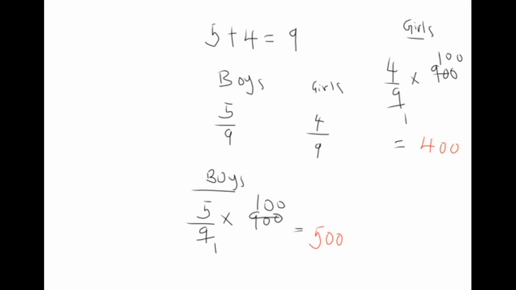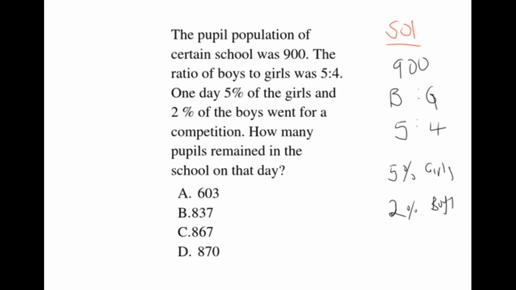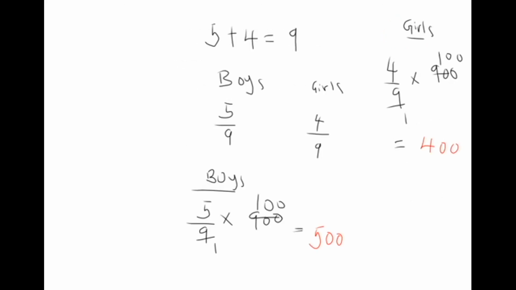Therefore, we are told that one day 5% of the girls and 2% of the boys went for competition. Let us get the number of these 5% of the girls and the number of these 2% of the boys. Therefore, we shall have 5%, this is 5/100 times 400. We simplify, this 0 will cancel this 0. 5 times 4, 20 girls.